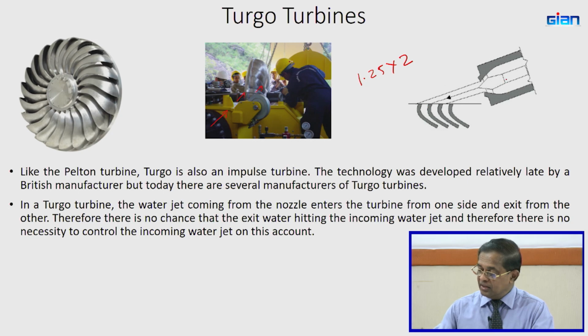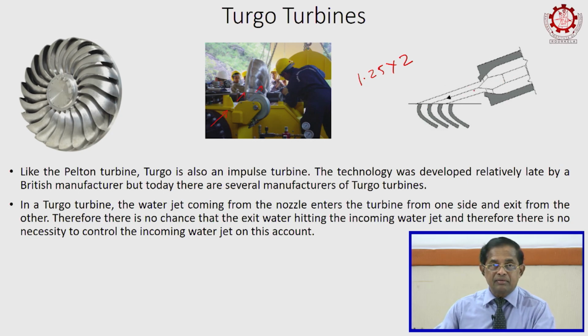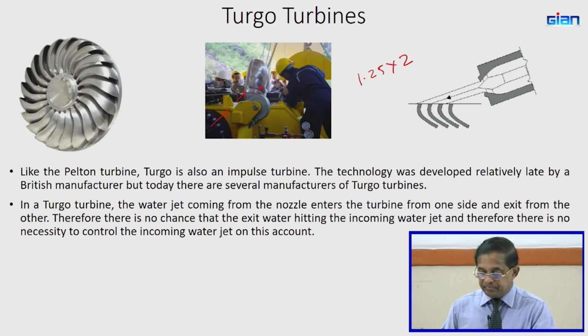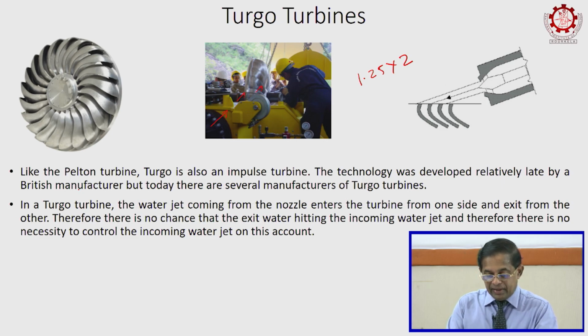The needle valve and that system is the same as Pelton, the water jet and control, everything is the same, but how it enters the wheel is different. It enters from one side and goes out from the other side, imparting energy. Like the Pelton turbine, turgo is also an impulse turbine.